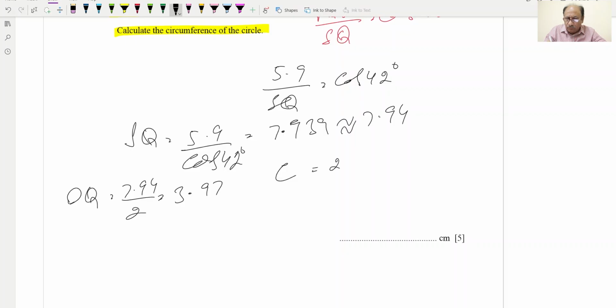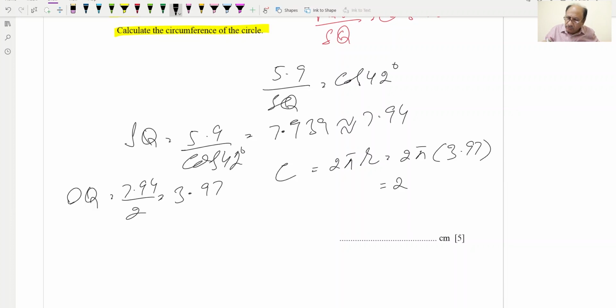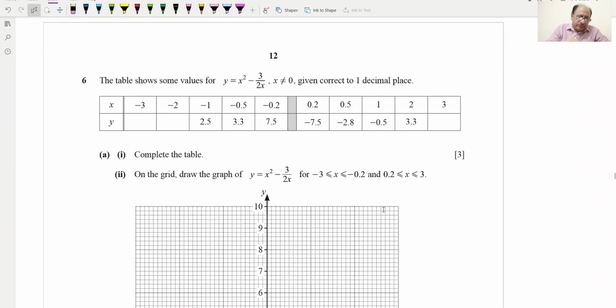It will be equal to 2 pi r, which is 2 pi into 3.97, and this will result in 24.94 centimeters. This will be the final answer for 5 marks. Hopefully you understood this. Question number 6.